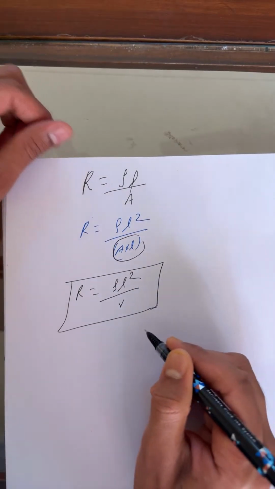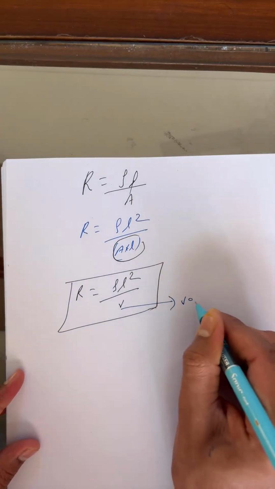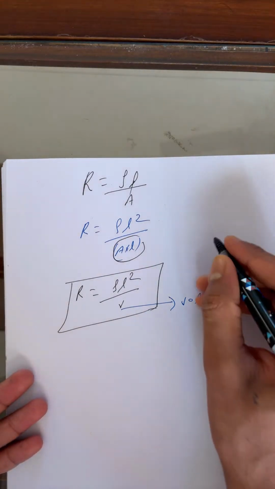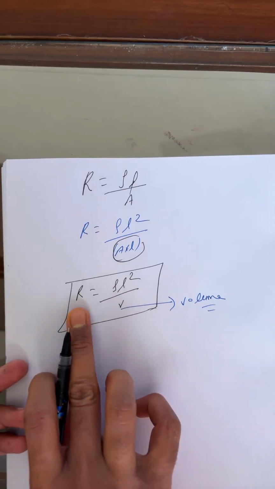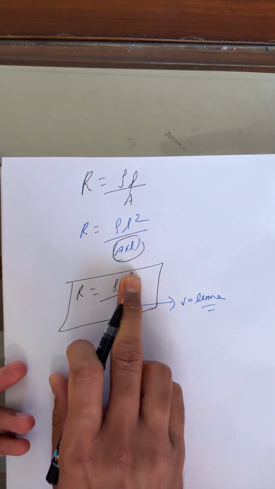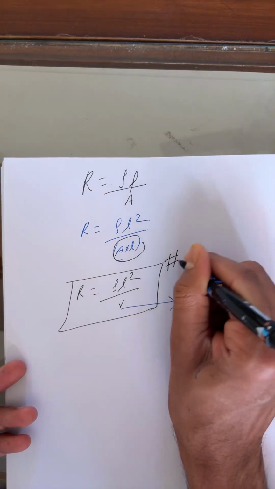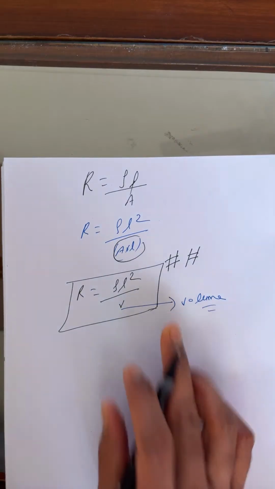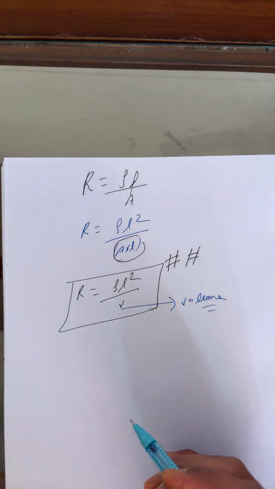So resistance R is rho L square upon V, where V is the volume. It's literally very helpful. This is the result: resistance is equal to rho L square upon V. You will get multiple questions based on this. It is highly important, highly recommended for each and every JEE aspirant. I hope you got it.